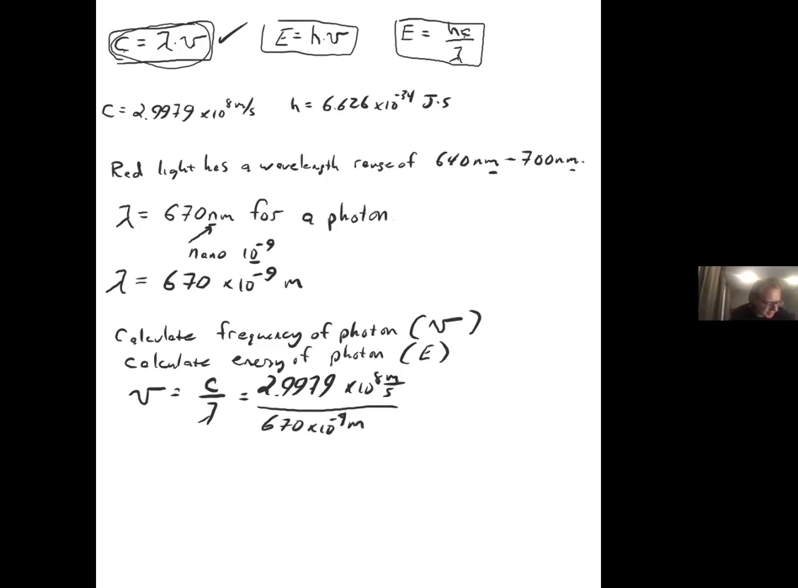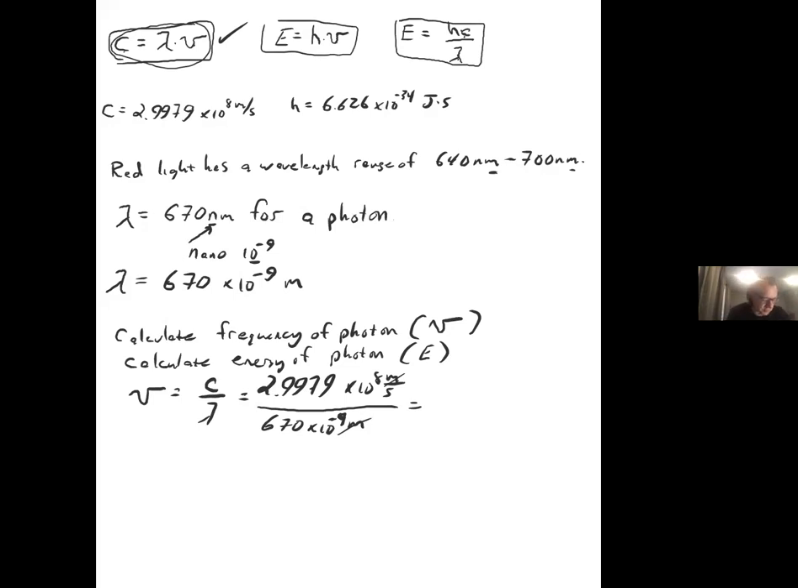Okay, remember, you want to have this in meters, convert the nano to meters. That way the units work out. So 2.9979 times 10 to the 8. That's a big number. Divided by 670 times 10 to the minus, that's a small number. A big number divided by a small number is a really big number.